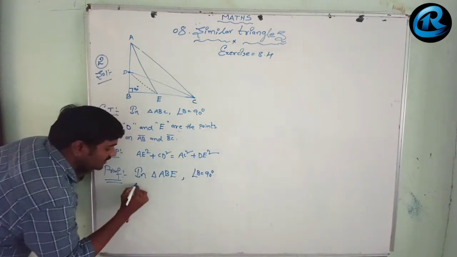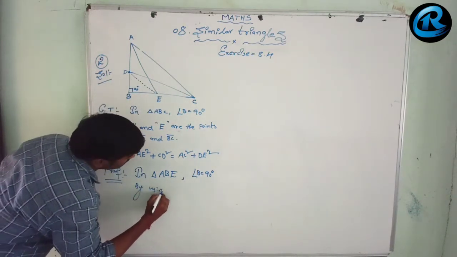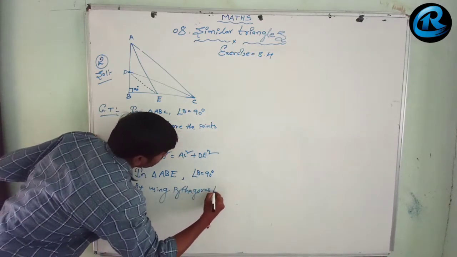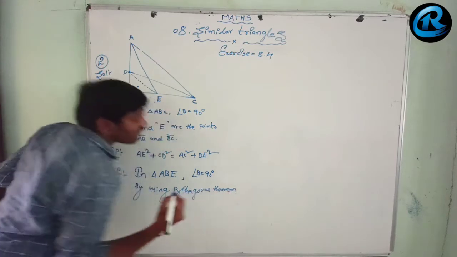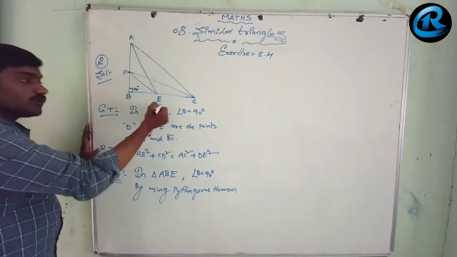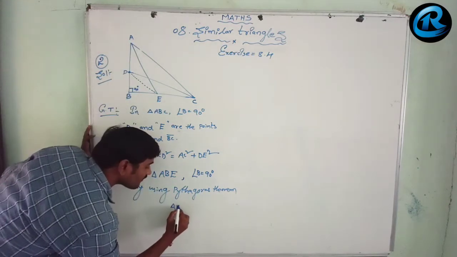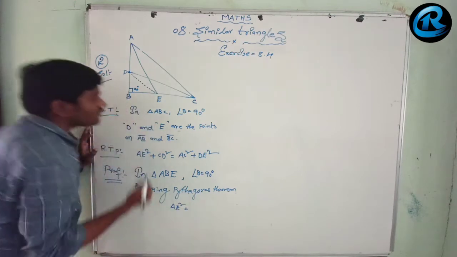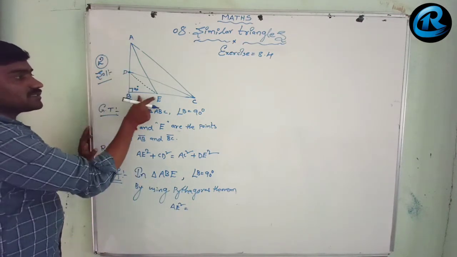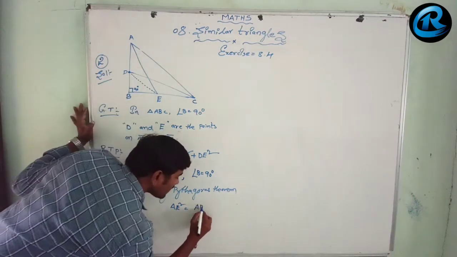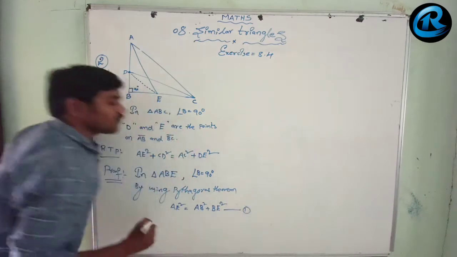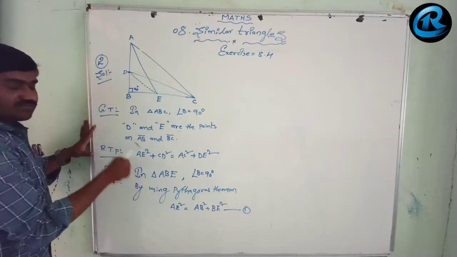So by using Pythagoras theorem, see that in triangle ABE, AE is a hypotenuse. So the square of the hypotenuse equal to sum of the squares of other two sides. So we can write AE square equals AB square plus BE square. This is equation number 1. Now we have completed AE square, we got it.